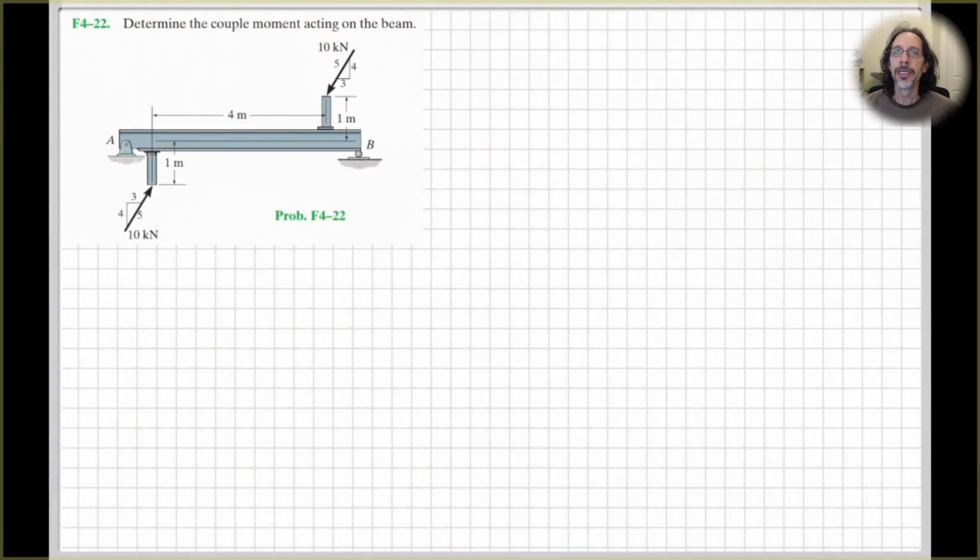Alrighty, so here we have a beam with a couple of loads acting on it, and we're asked to determine the couple moment that is acting on this beam. So we've got a force up here and a force down here. They're both the same magnitude and they're parallel to each other, which is the definition of a couple. So we just have to find the magnitude of this couple. Hopefully not too difficult a problem.